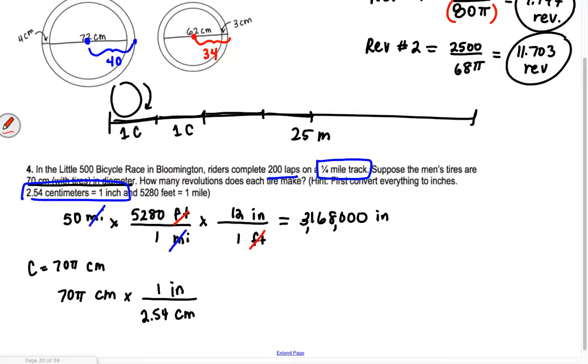But what that allows us to do is cancel our units. Centimeters on top cancels with centimeters on the bottom. So now we're left with inches. So I'm going to take 70 pi and I divide by 2.54. So when I do, I get 86.579 inches.